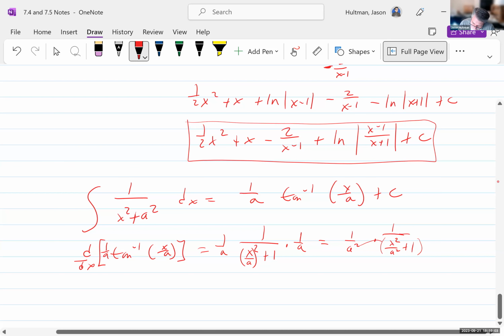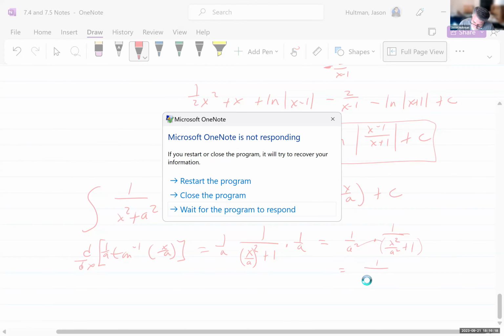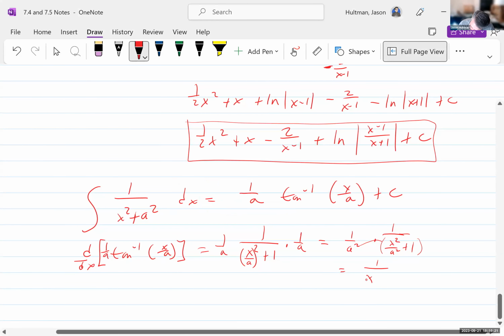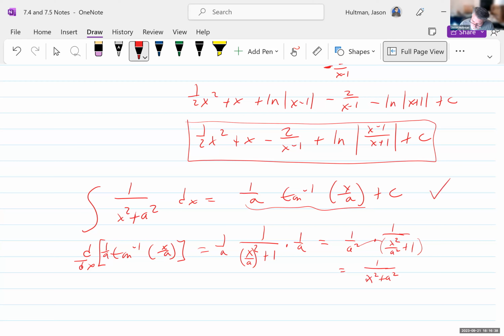I'm just showing that you can go forwards and backwards, that this is actually correct. This becomes 1 over x squared plus a squared. If I take the derivative of the answer here, I should get what's inside the integral, and I do. So it checks.